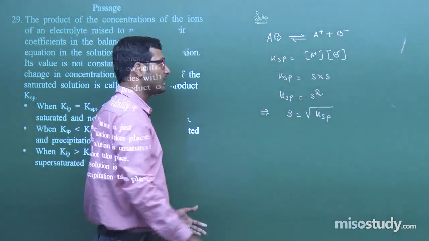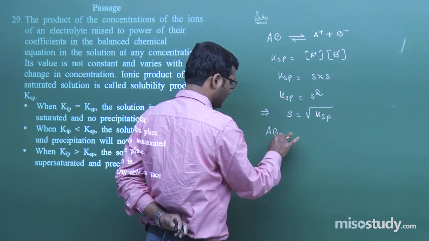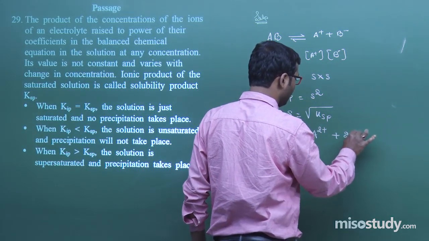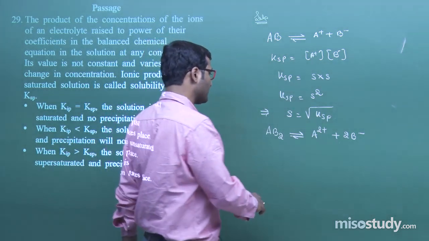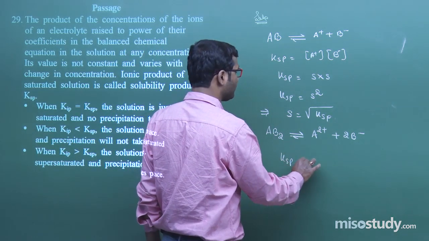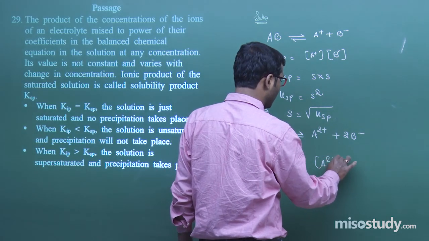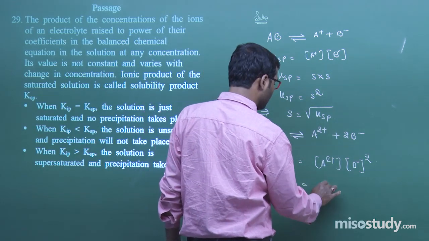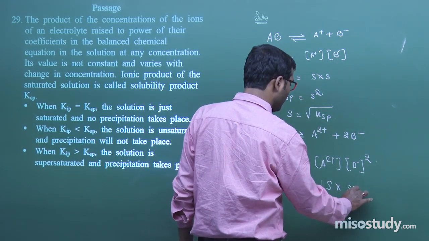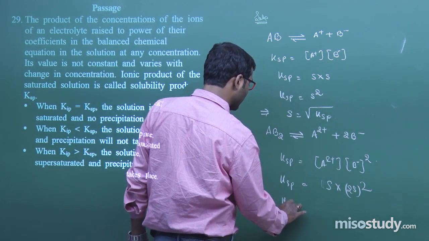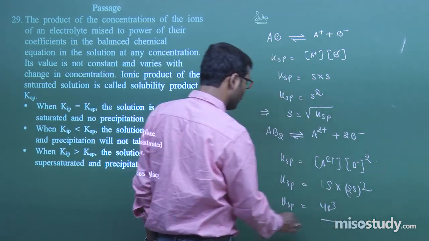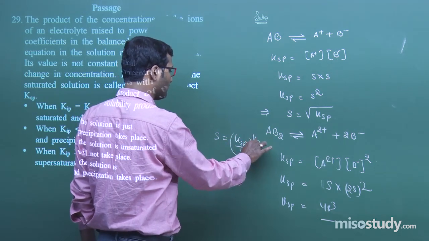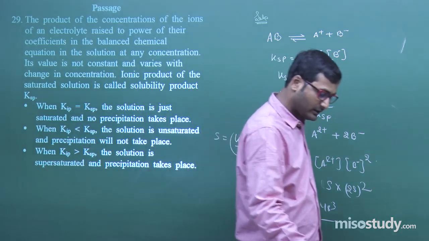Similarly, if I take a salt of type AB2, it will dissociate like this, A2 plus and 2B minus. Clear? Yes. In this case, what is the format? KSP is equal to [A2+][B-] squared. So what is the value? KSP is equal to S into (2S) to the power 2, that is, KSP is equal to 4S cube, and S is equal to (KSP upon 4) to the power 1 by 3. Clear? Yes.